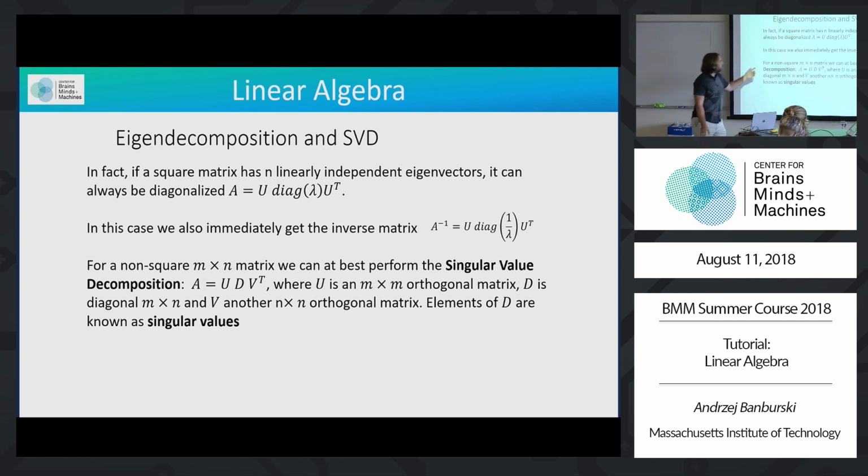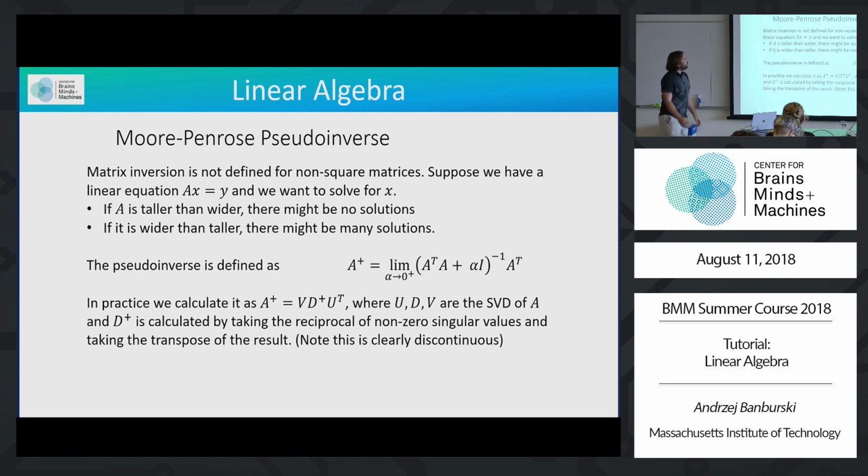The one thing I was talking about is that it's useful to find the inverse because it allows you, for example, to solve linear equations. But again, this only works if you have a square matrix. And in most cases where you'll be dealing in this course, it's not square. Then we have to go to something called the Moore-Penrose pseudo-inverse, which is defined for non-square matrices.